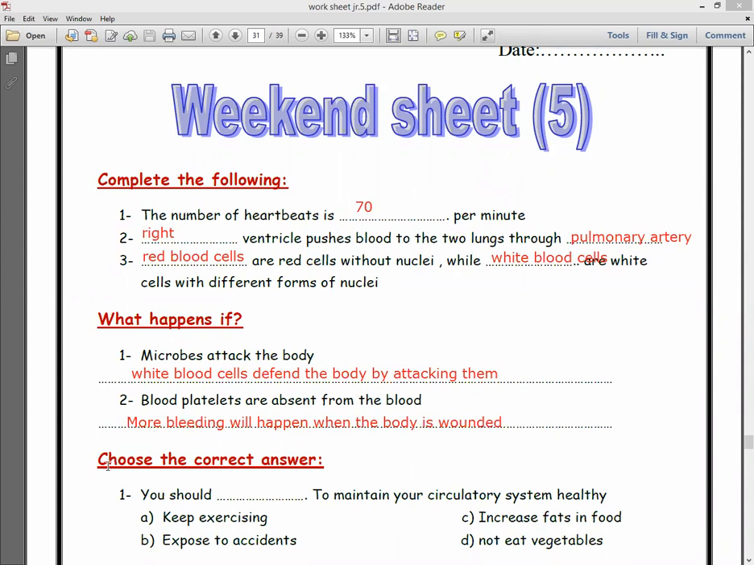Ahmad, choose the correct answer. You should want to maintain your circulatory system healthy. You should keep exercising, or increase fats in food, or be exposed to accidents, or not eat vegetables. Keep exercising. Yes, you should keep exercising to keep your body healthy.